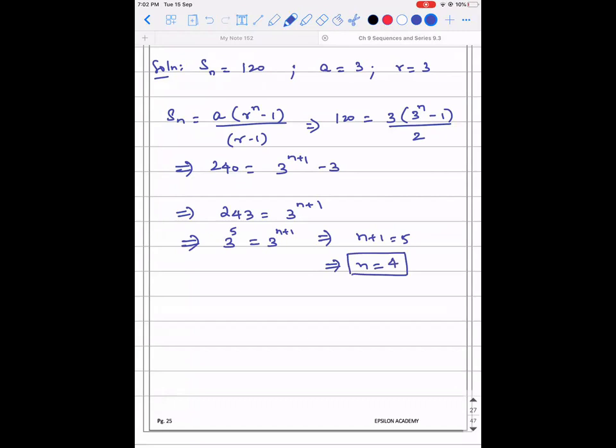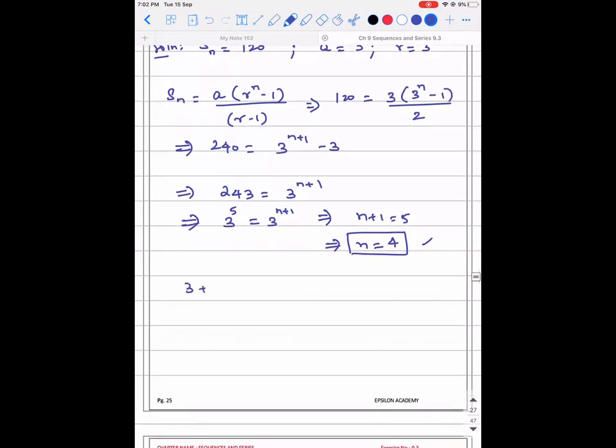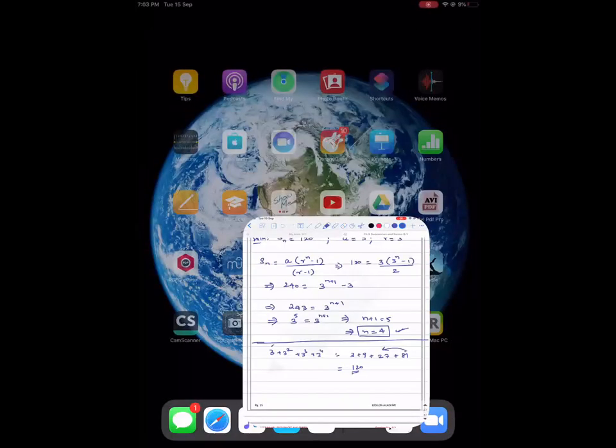Okay. Since the number is small, you can actually do the verification also. 3 plus 3 square plus 3 cube plus 3 power 4. So 3 plus 9 plus 27 plus 81. How much is this? 81 plus 27 is 108. 108 plus 9 is 117. 117 plus 3 is 120. So our answer is right. Okay. Next.